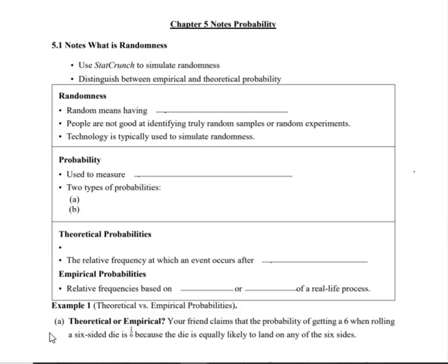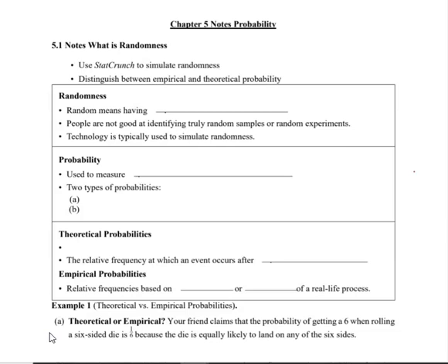I want to start off in this section talking about the idea of randomness. That's a tough thing to achieve in the real world just by hand. Usually when we want to randomly select items from something, we use technology to help us do that. And so we're going to use StatCrunch from time to time to help us generate random simulations, for example.